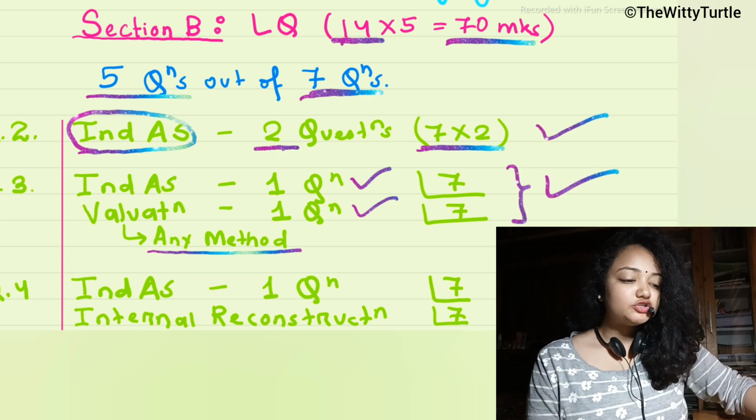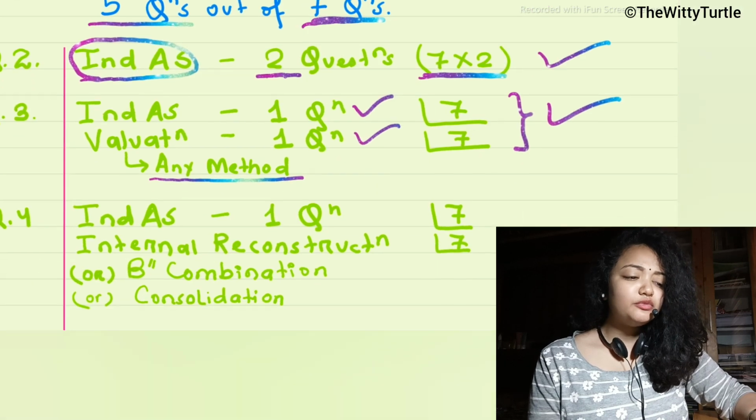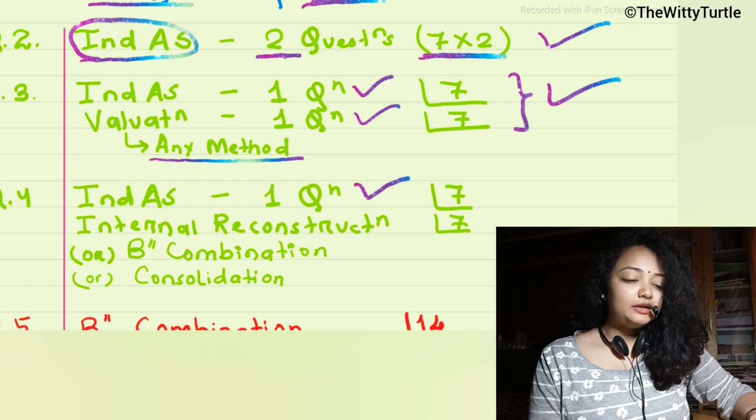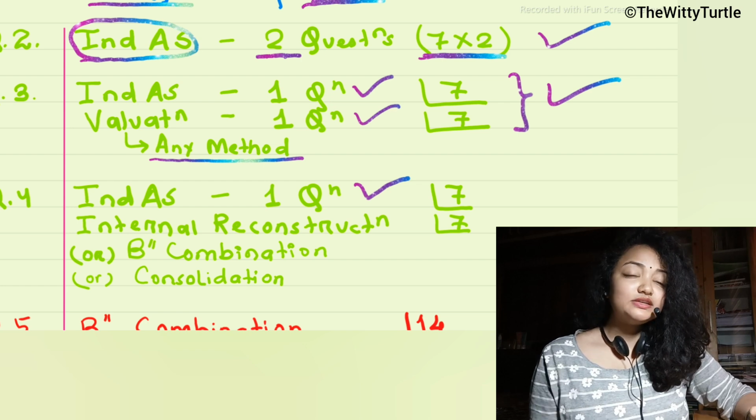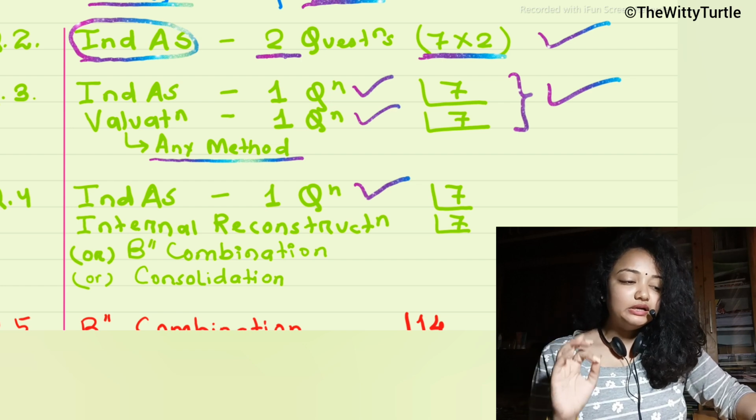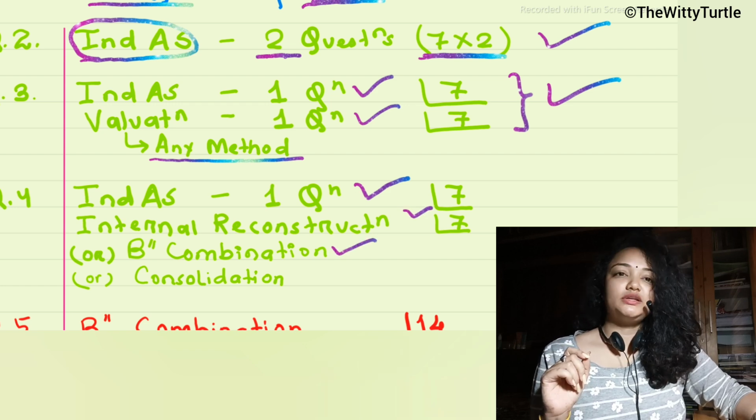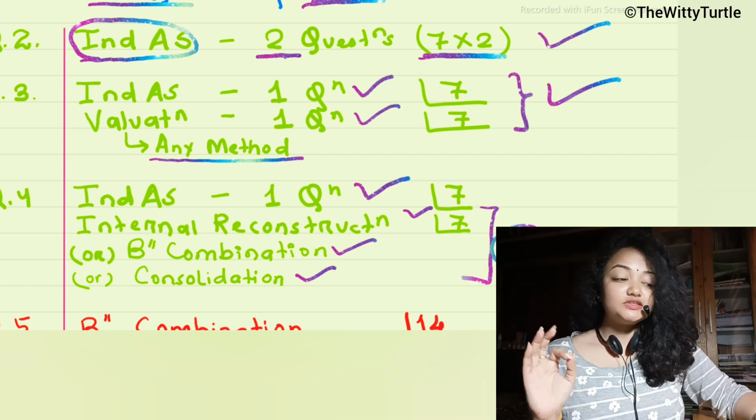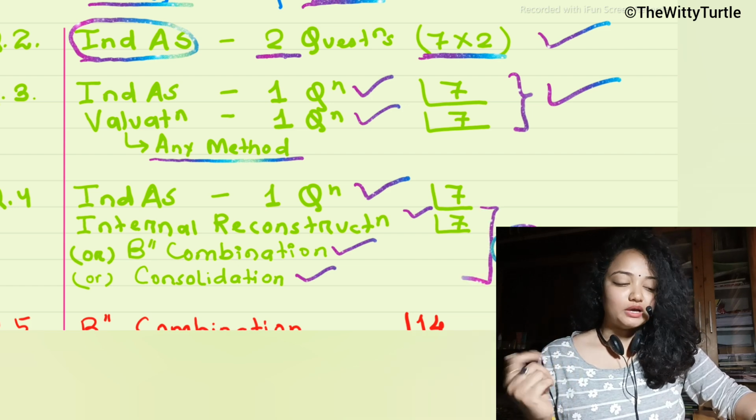Now coming to question number 4. Question number 4, you'll be getting one question from Ind AS, which is of 7 marks, of course. And then you'll be getting the second question either from internal reconstruction, or from business combination, or from consolidation. ये तीनों चैप्टर में से एक क्वेश्चन आएगा. And this question will again be of 7 marks.